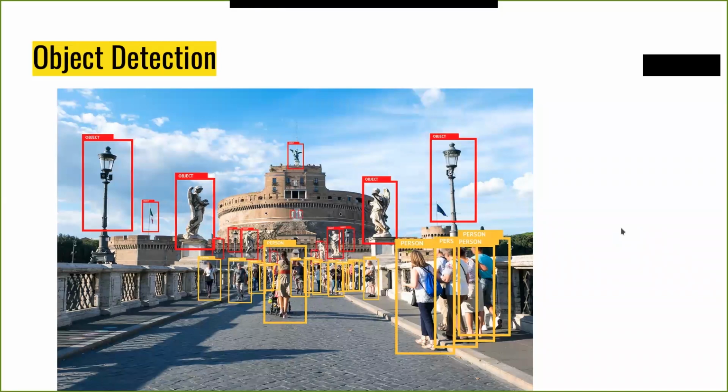So for object detection, we usually use bounding boxes. The red colored and yellow colored ones are called bounding boxes, and based on these bounding boxes, we are able to say how many people, how many objects are there in a particular image at a particular point of time.